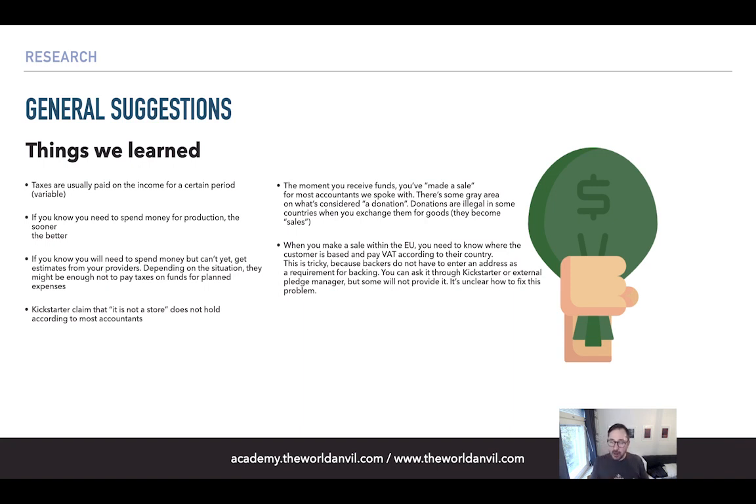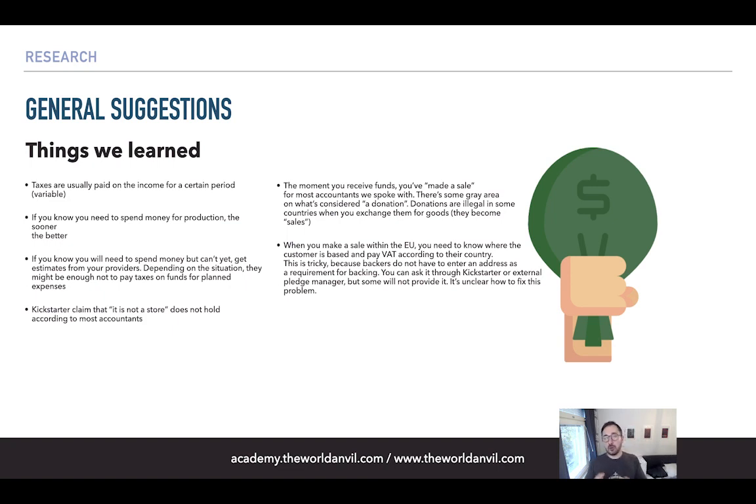And so there's some gray area there, because technically, when somebody pledges on Kickstarter, you do not have to send them a reward. And that's also why Kickstarter says that it is not a store. You're funding a project and you do not expect a reward in exchange, even though 100% of the people that make pledges do expect a reward. So technically speaking, what they're doing is a donation.